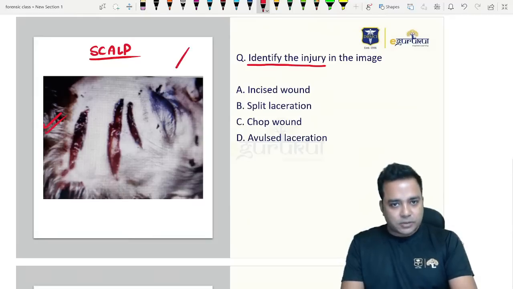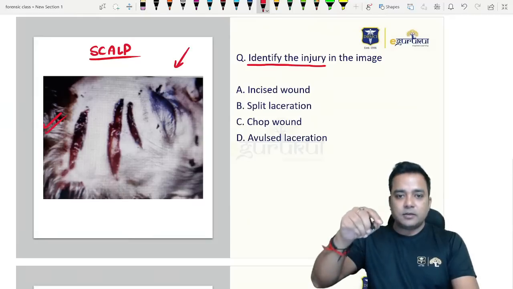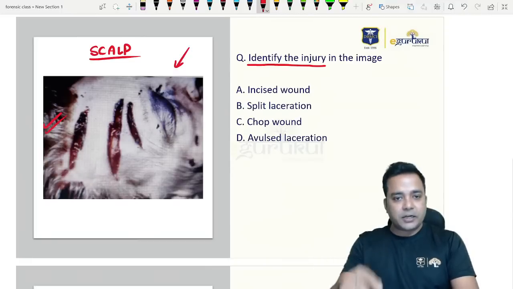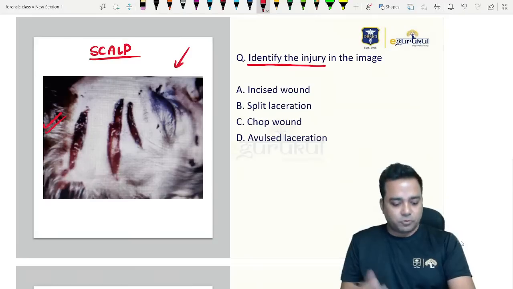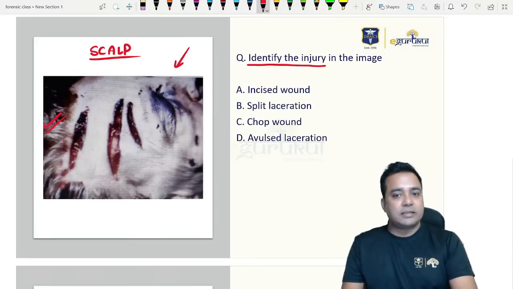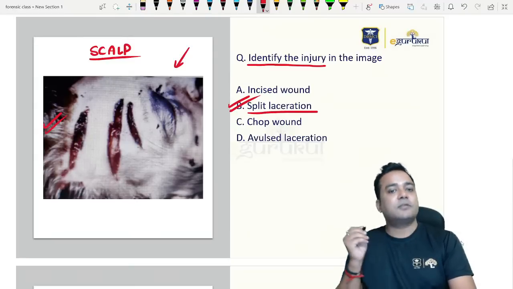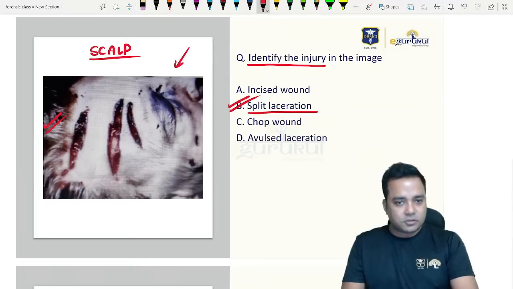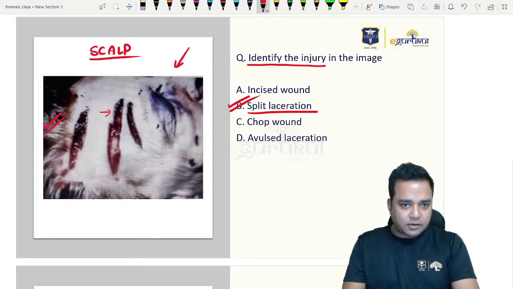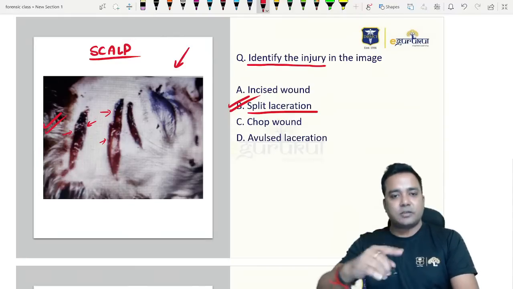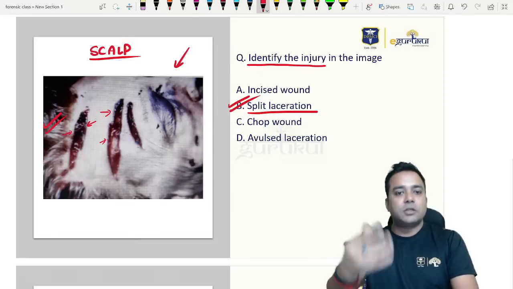Correct, right? So what will be the correct answer here? This was a question asked in May 2022 NEET PG exams, almost. So this goes with incised looking laceration, also called split laceration, because the margins are irregular and because there are tissue bridges between the two edges. Our image cannot be the exact image. This is just a representation.